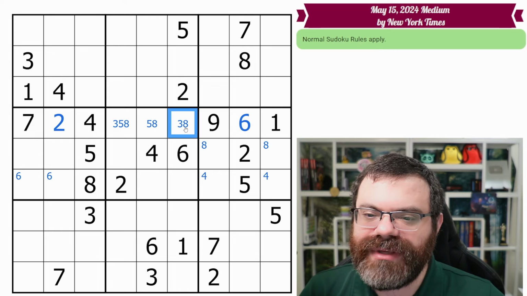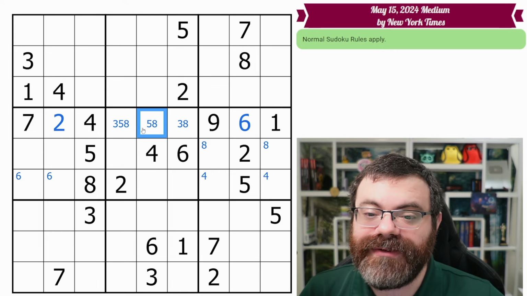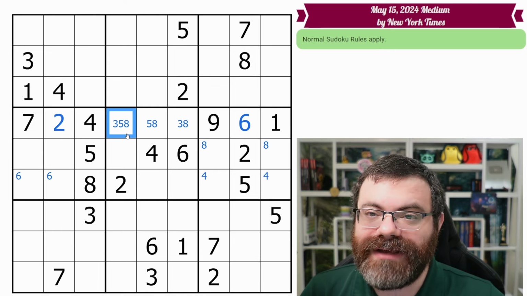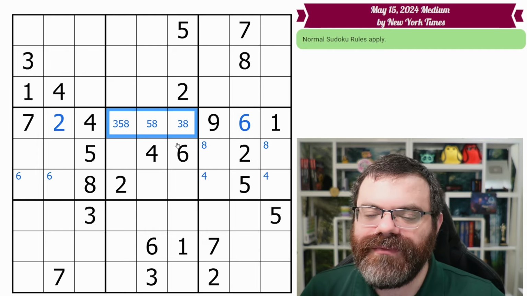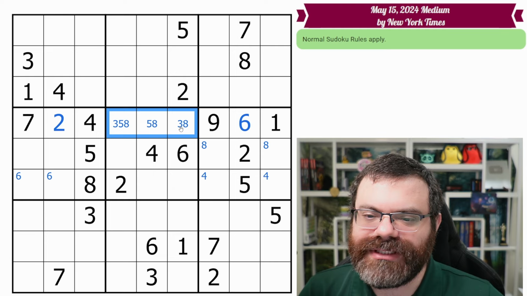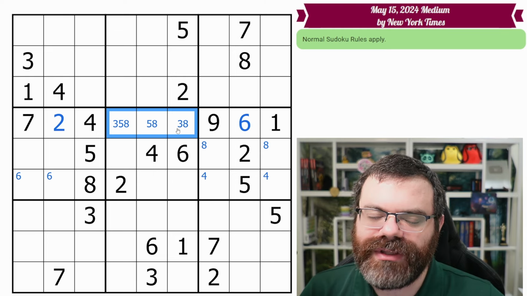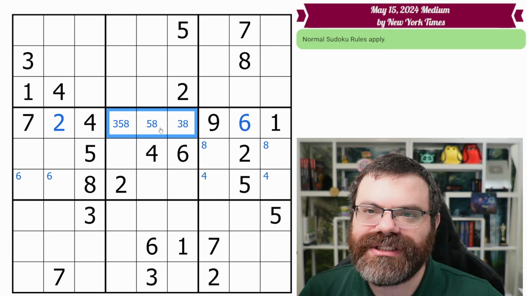So this cell will only ever be 3 or 8. This cell will only ever be 5 or 8. This will only ever be 3, 5, or 8. Now, here's a question I want to ask. Can we repeat any digits in these 3 cells? The answer is no. They share a row, they share a box. We're not going to be repeating any digits.